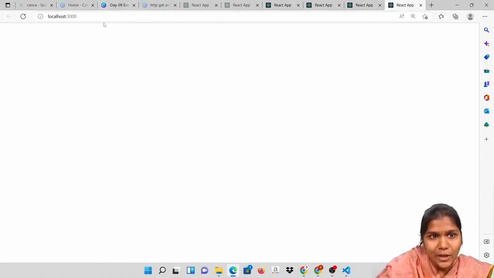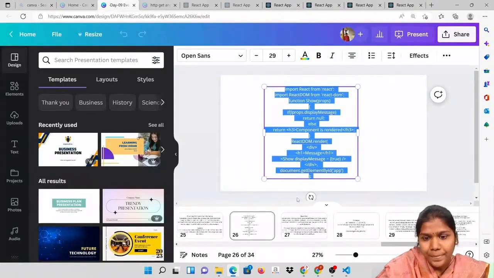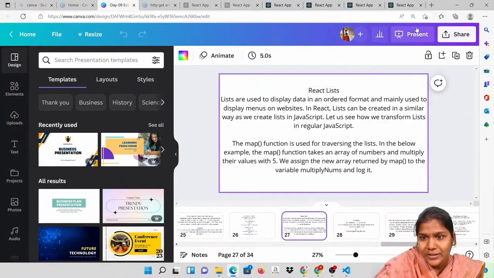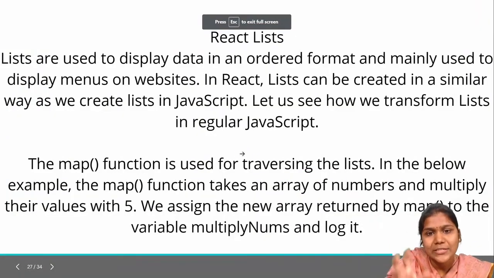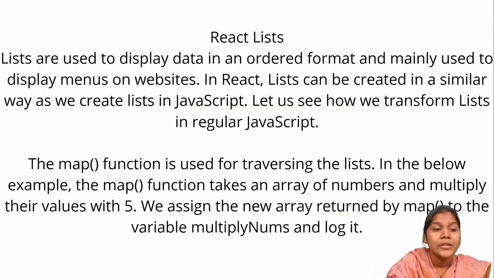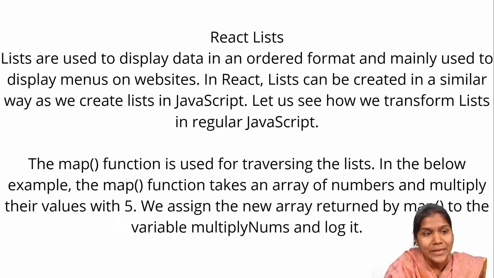So you will be getting the output over here. Okay. Fine. Coming on to the next slide. React list. Why do we use a list? To get the list of data. Lists are used to display the data in an ordered format and mainly used to display menus on websites. Certain menus of a restaurant or any products, any shopping details like that. In React, a list can be created in a similar way as we create a list in Java.